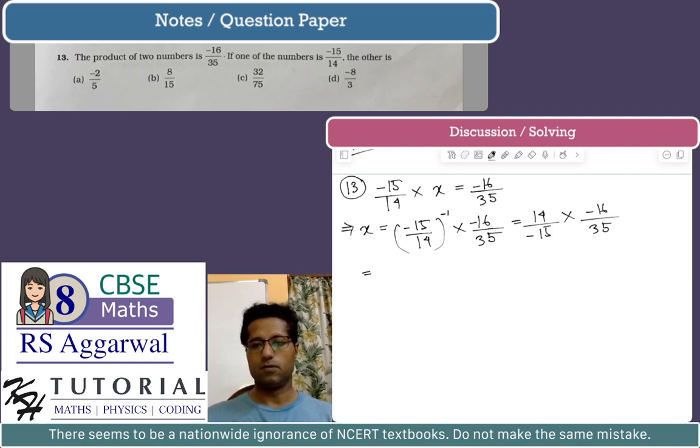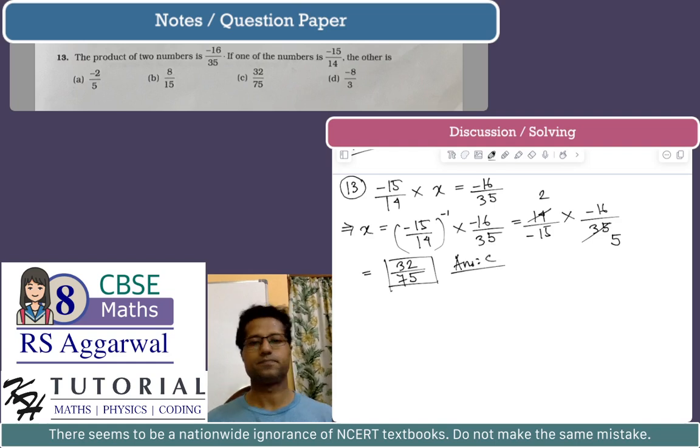Okay, so I have 7 divides 14 with 2, 7 divides 35 with 5. What else? Nothing else we see. So this will be 32 divided by 75. So the correct choice is C. So the other number is 32 by 75.